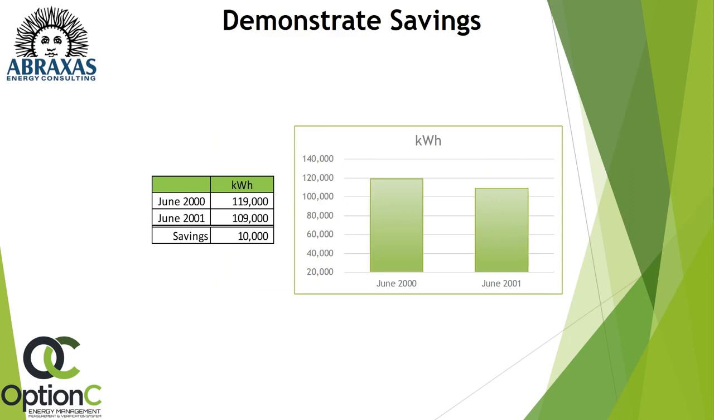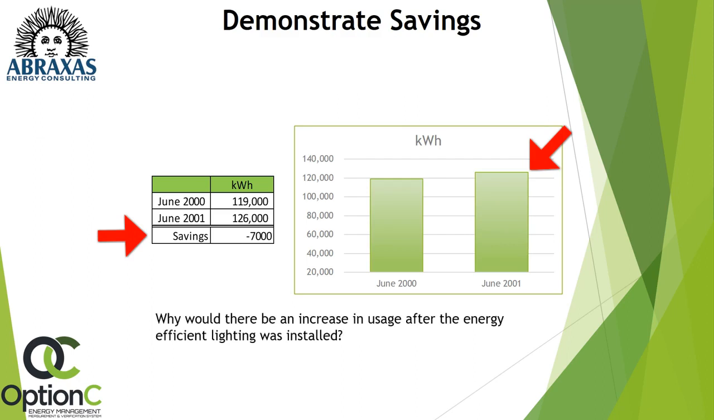In this case, we have an energy manager who's installed energy-efficient lighting and would like to track savings. And here's what's predicted. But what if this is what you actually saw? This certainly isn't what we'd like to see, but what could have caused it? Perhaps June 2000 had mild weather, whereas June 2001 was hot. Since there was more air conditioning in 2001, there was more energy usage. Even though there were savings in the lighting, the savings disappear beneath the increase in cooling energy usage.